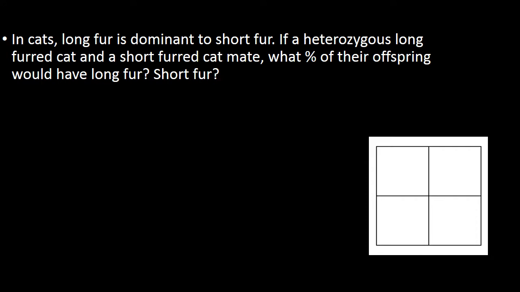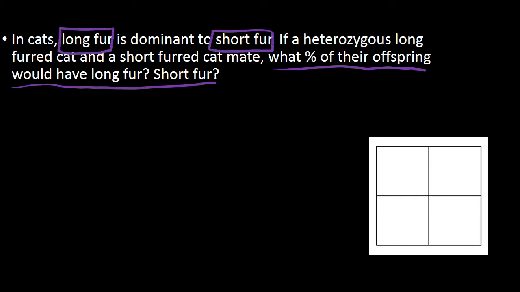Here's your first monohybrid practice problem. The first thing you do after reading the question is you're going to go ahead and actually underline the question. What is it asking? So for this one, what percent of their offspring would have long fur or short fur? After we underline the question, we're going to box our traits and our parents. So for cats, you could either have long fur or short fur. My first parent is going to be heterozygous long. My second parent is going to be short.